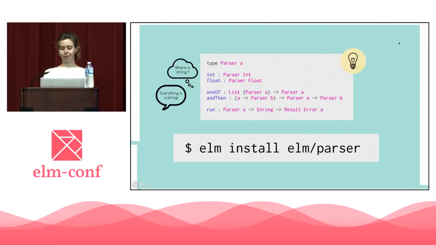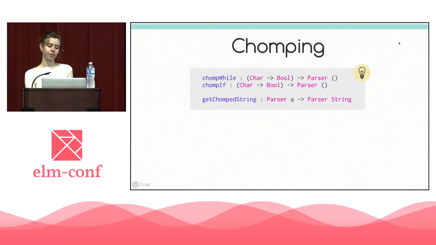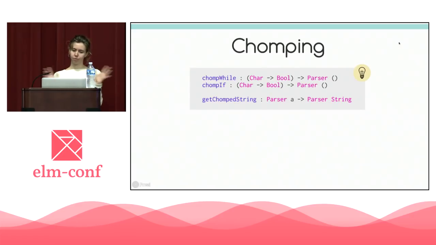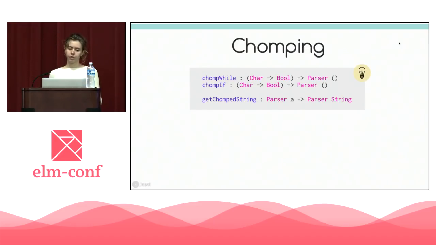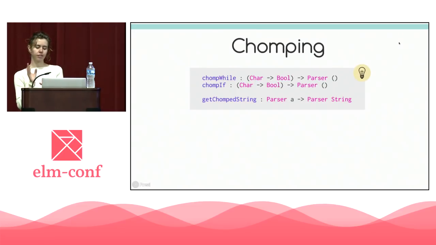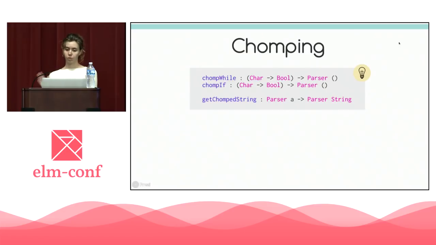there is another part of the API which helps us out with that. So it looks like this. It's chomping. This library has great names in general. So the first one is chomp while, and you get this criteria, which is the check that it does on every character. As long as that check returns true, it keeps going to the next character, and once it is false, it stops. And with chomp if, it's very similar. You have the one criteria, except it only reads one, and the parser fails if the criteria returns false.